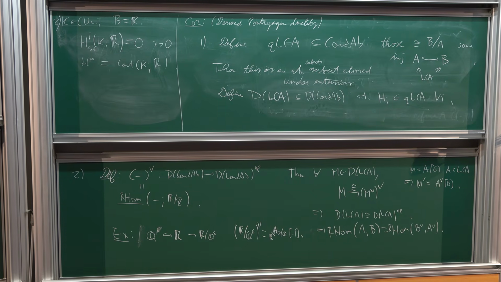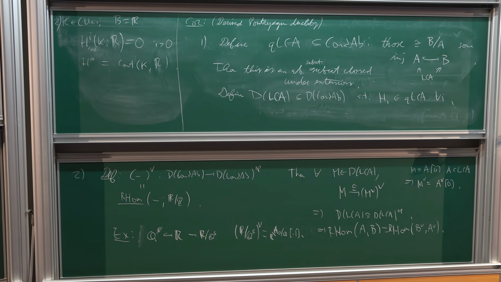Sorry. Since this QLCA is a completely elementary category, you could define it without condensing. Correct. Just using locally compact groups. Correct. Yeah, it's formal. You make formal quotients of locally compact abelian groups.